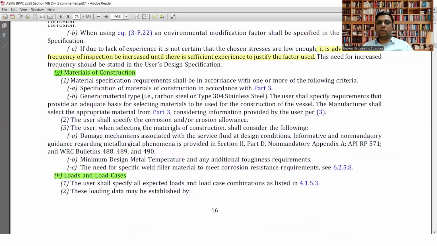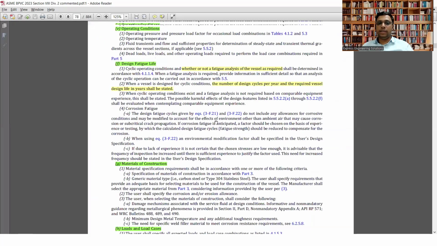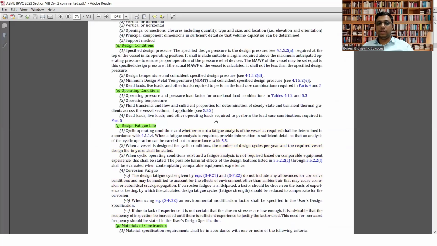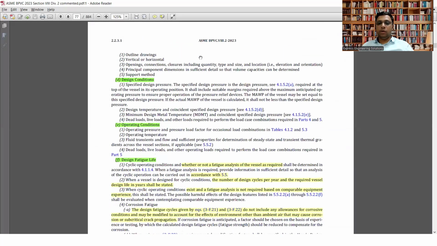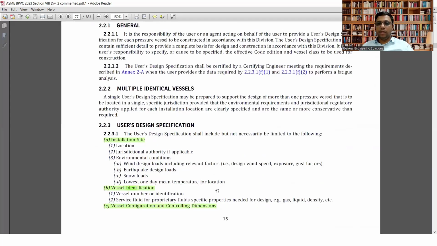So this is clause 2.2.3, which guides us about the requirements of UDS, that is, user design specification. We are going to see one UDS for one demo job. How it has been written, what information has been mentioned over there, those are all the things we are going to see.